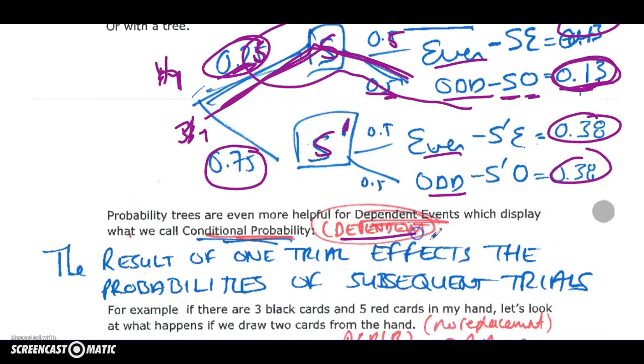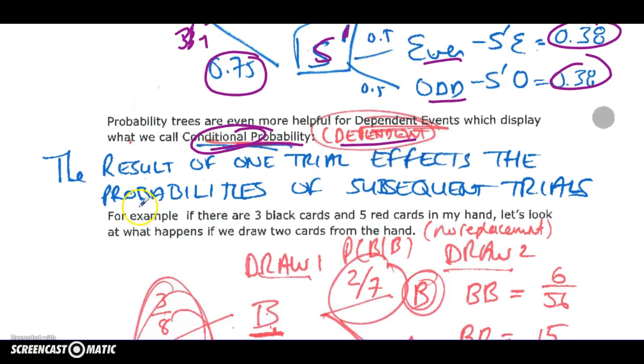Dependent events, or conditional events, conditional probability based on dependent events. So those two terms kind of go together. The difference is that the result of one trial affects the probabilities of subsequent trials. So what we're talking about is this: something happens, and then depending on what happened, different probabilities arise for the next situation.